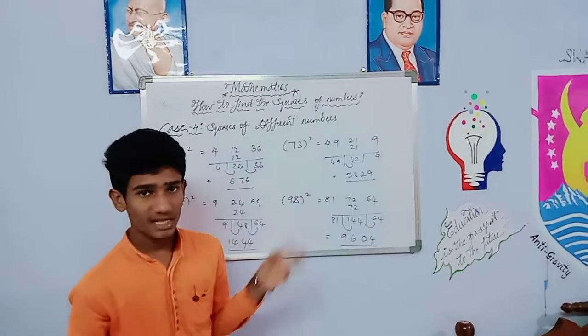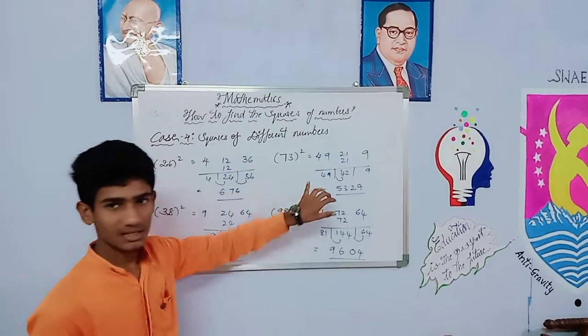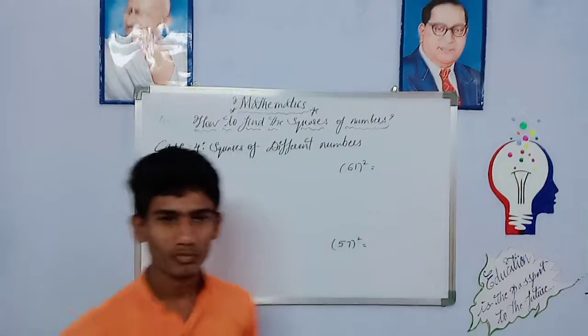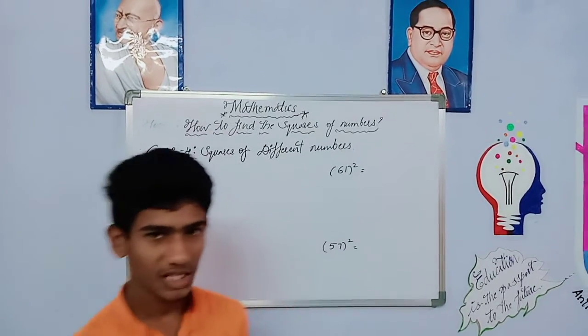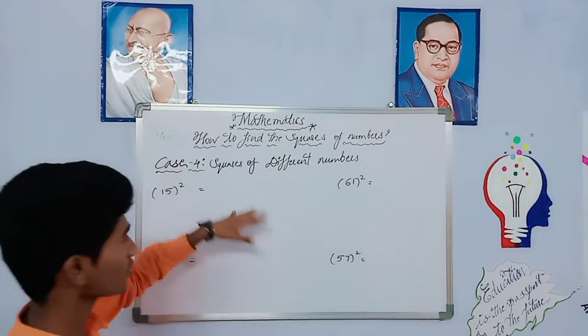In case 4, we have learnt about case 1, case 2, case 3: starting with 1, ending with 1, and the same digit. Those 3 cases also come under the 4th case. I will show the 3 cases in the 4th case.